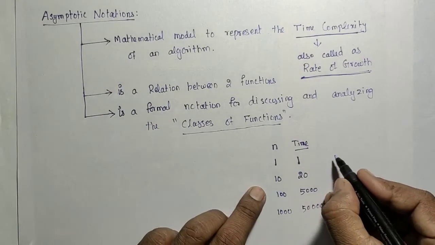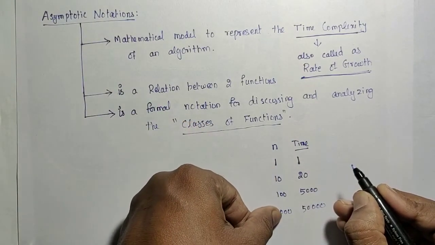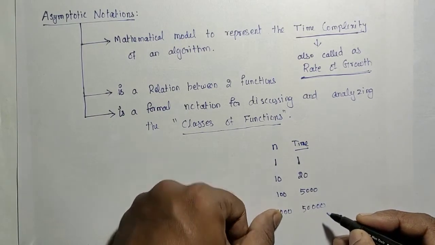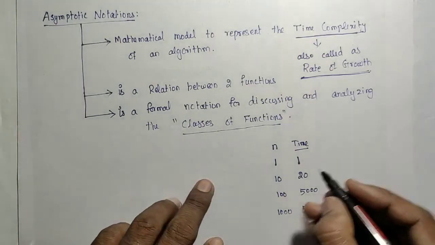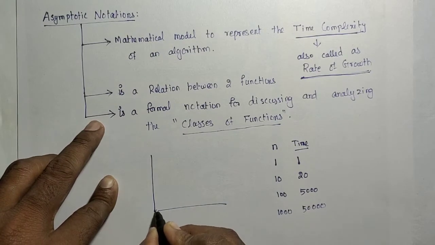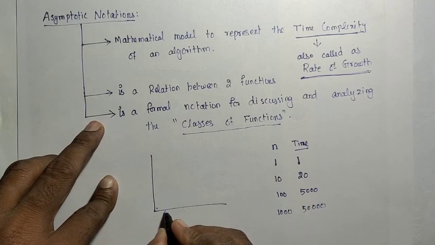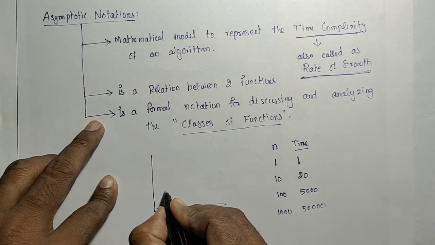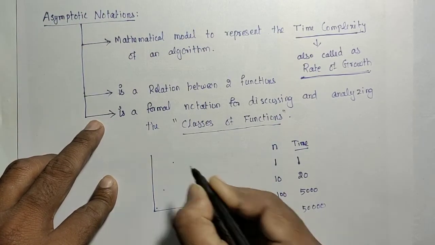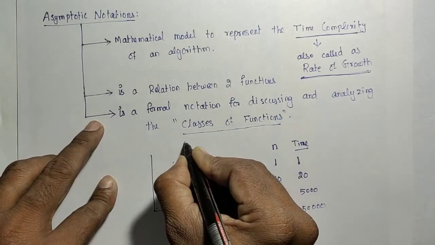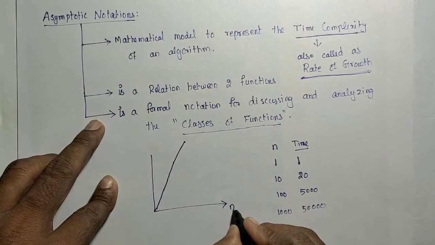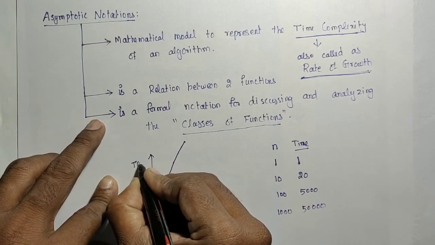So here this is the rate of growth. When you increase the input size n, there is a dramatic change in the execution time. We can draw that as a graph. For n equal to 1, this is 1. For 10, the execution time is 20. For 100, the execution time is 5000, so it may be here. For 1000, the execution time is this. So this is your rate of growth of the function, between the input size n and the time complexity, which is the execution time.